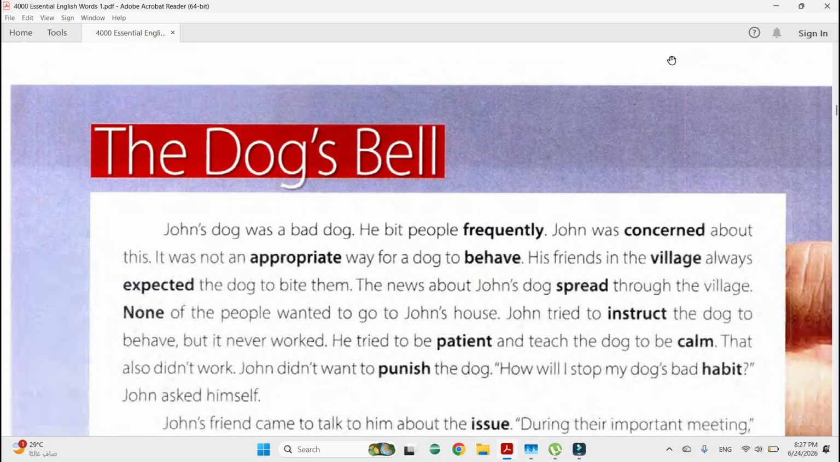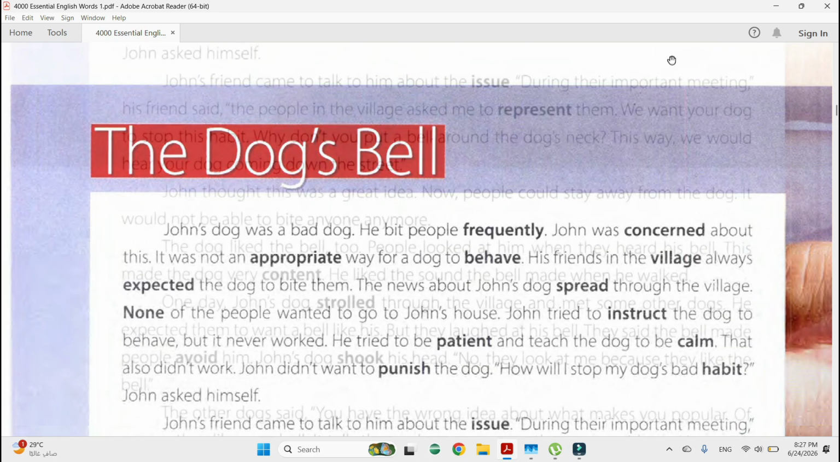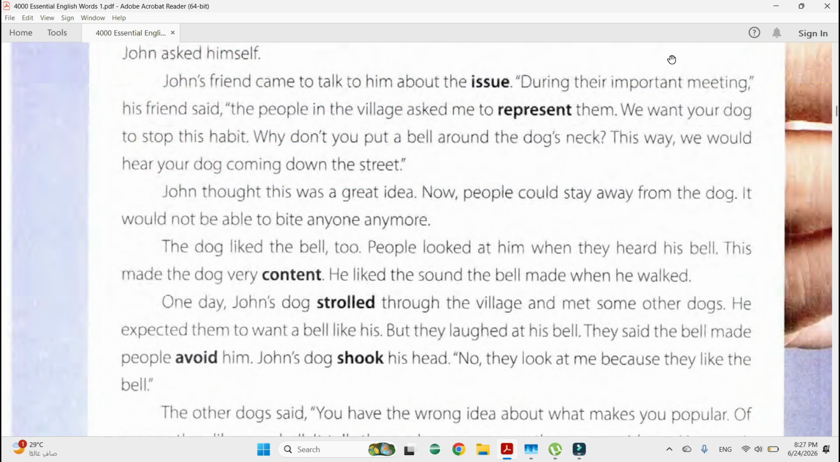How will I stop my dog's bad habit? John asked himself. John's friend came to talk to him about the issue. During their important meeting, his friend said, the people in the village asked me to represent them. We want your dog to stop this habit. Why don't you put a bell around the dog's neck? This way, we would hear your dog coming down the street.